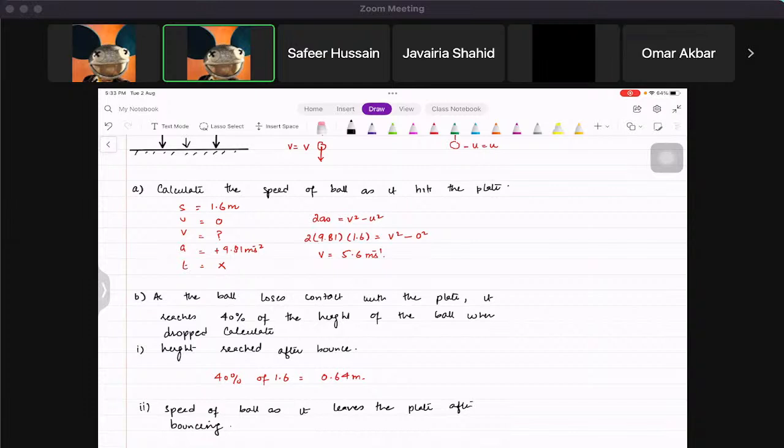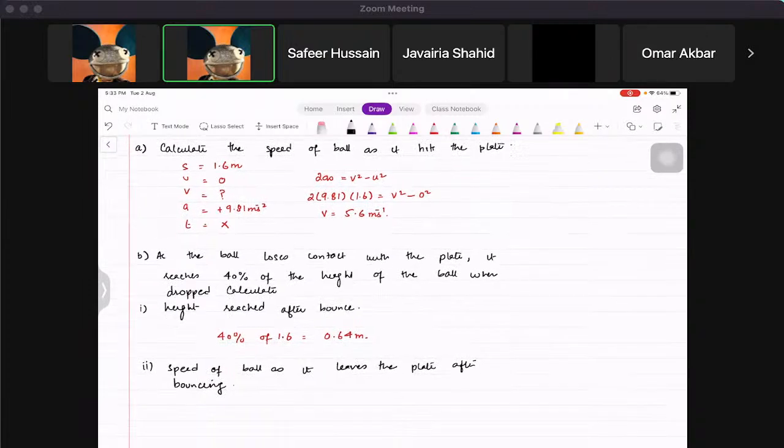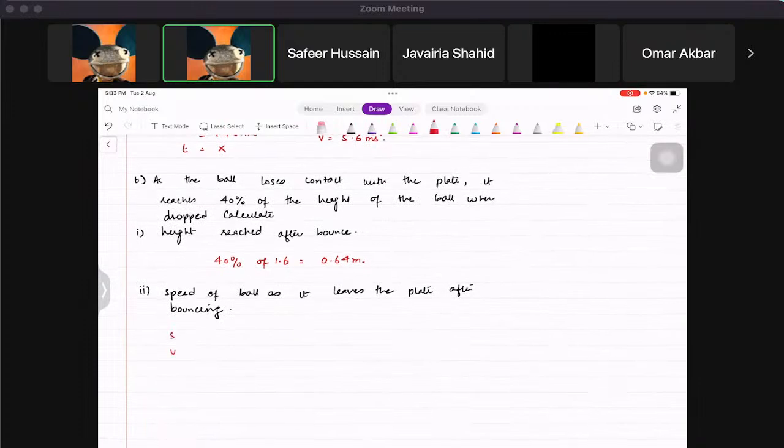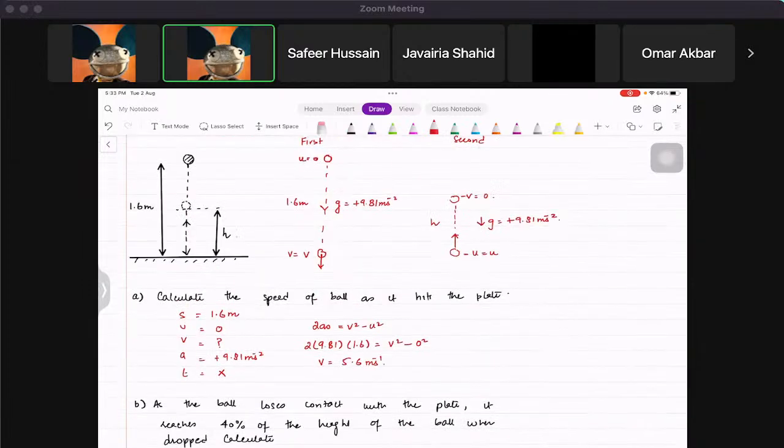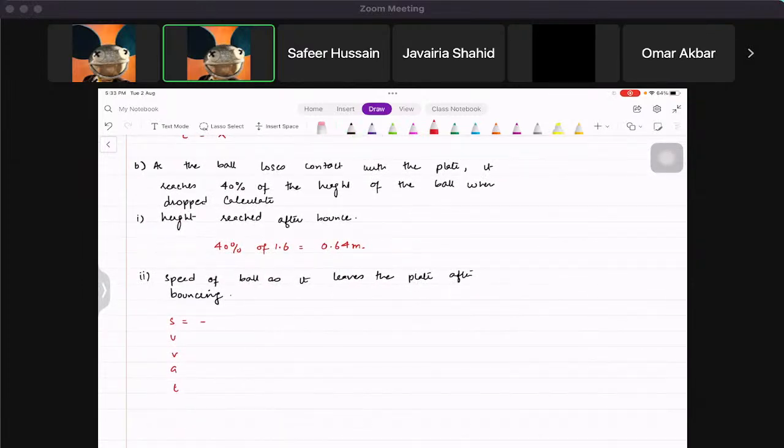So at this point you should remember that basically we're going to use SUVAT again. This time, now look at the whole thing that's happening here. Everything that was upwards I took as negative, which means this would be minus 0.64 as the displacement, initial velocity is minus u, final velocity is 0, acceleration I'm taking as positive. If you take negative, then everything else would be positive, time is not known. So I'm going to use 2as equals v square minus u square. This will be 9.81, this will be minus 0.64, this will be 0 square minus u square.